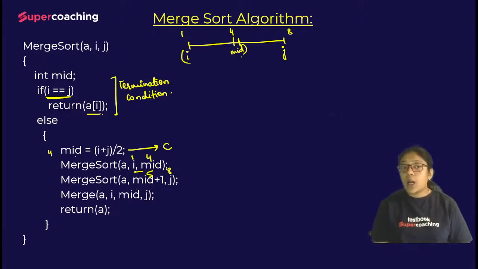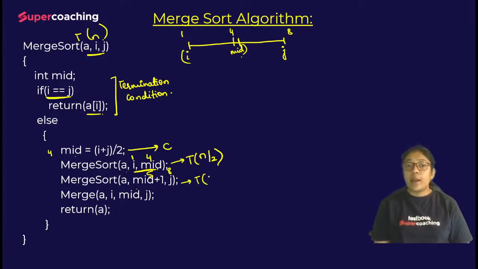In one part, how many elements are there? It's n by 2. If there are n elements in total, i to j means n elements, and let me call this function t. If n elements are there, in the first part there will be half of the elements, that is n by 2. In the second part also there will be n by 2 elements. After that, there is a merge function. Here we'll consider the merge function for the best case and the worst case because we do not know as of now what the time complexity is.